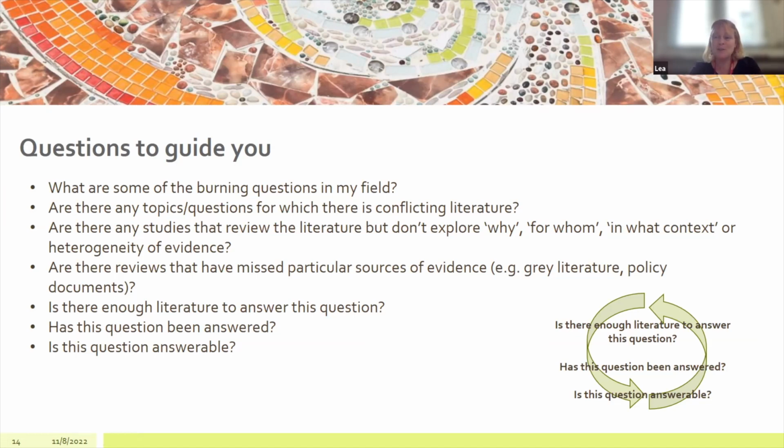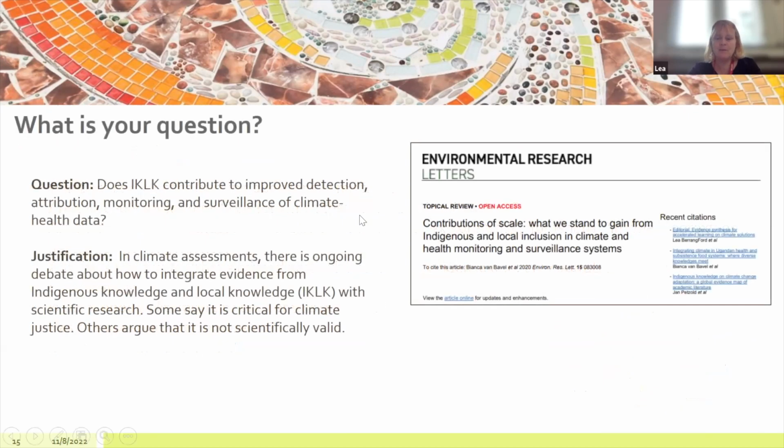Interestingly, we found that sometimes you can get totally different results for the same question based on the literature base you're looking at. So you can do a policy analysis. Is there enough literature to answer this question? Has this question been answered? And is this question answerable? So that's just sort of a reference to guide you.